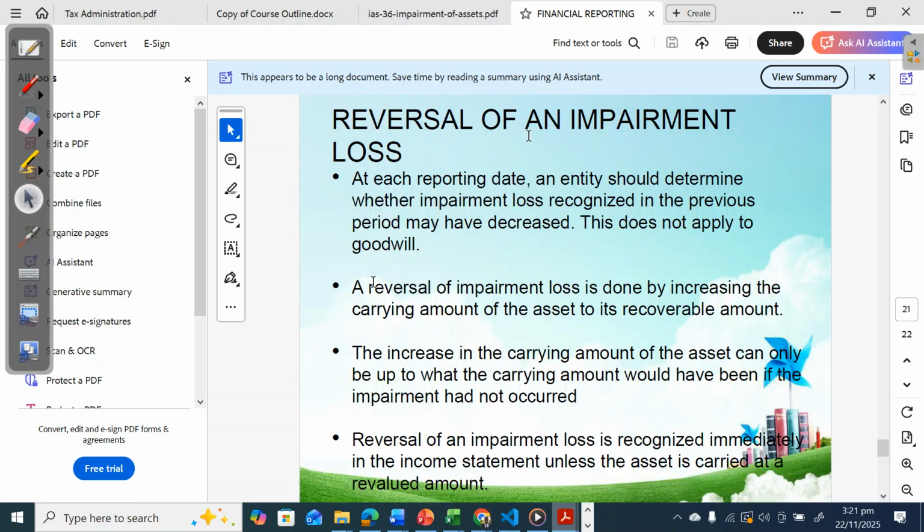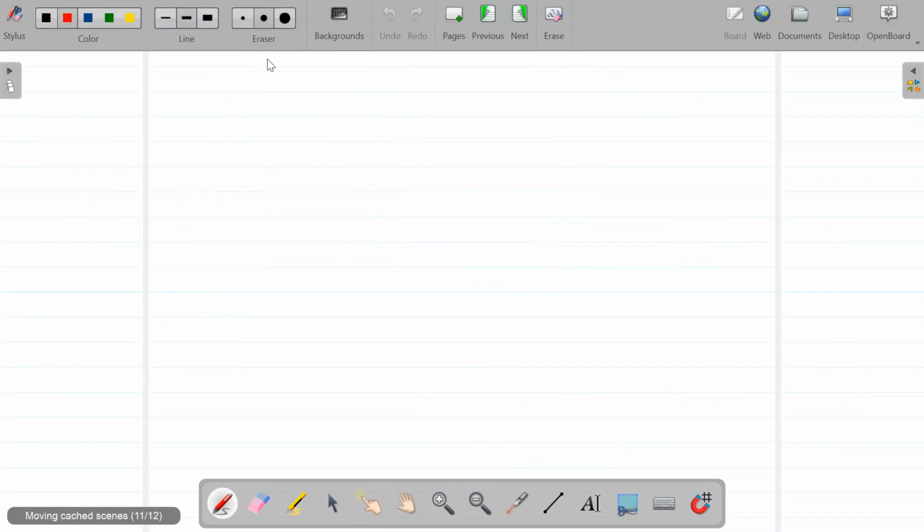Now let's look at reversal of impairment loss. An asset can be impaired this year, but the following year things might change and the asset may start performing well. That's what we call reversal. So we have impaired the asset. The next year, the asset is performing creditably. In that case, we have to reverse the impairment loss that we charged to the asset.